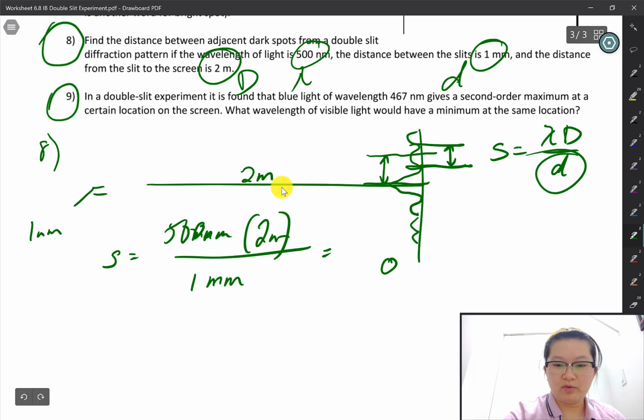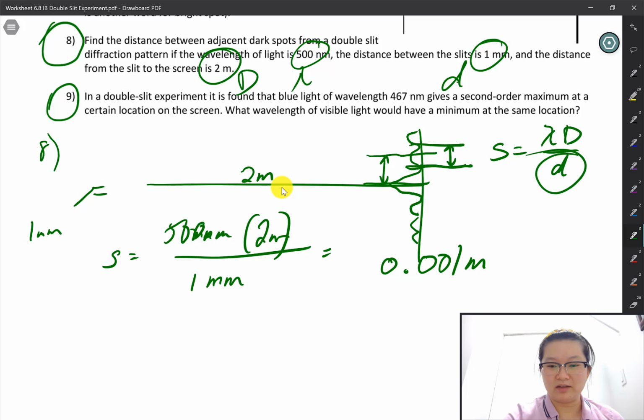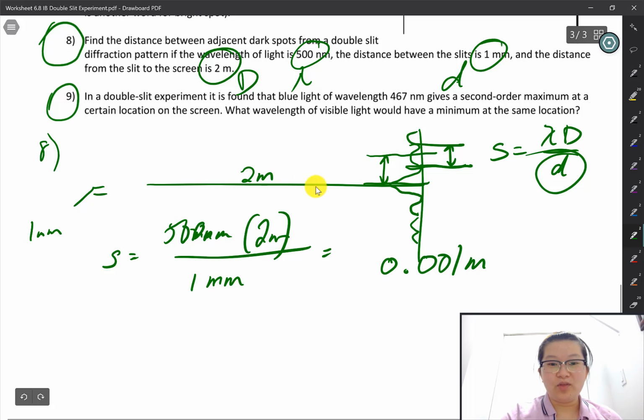I get 0.001 meters. That is roughly 1 millimeter, essentially. That's about 1 sig fig. So 1 millimeter. Leaving it in meters is fine as well. Okay, that's question 8. Woo, that was pretty fast.